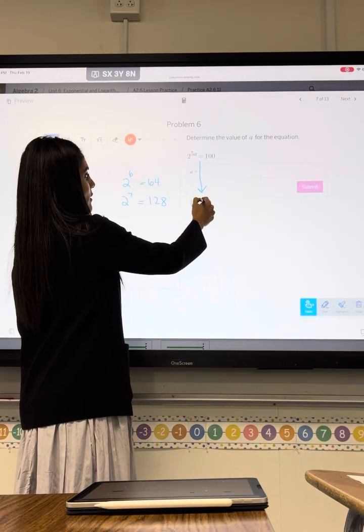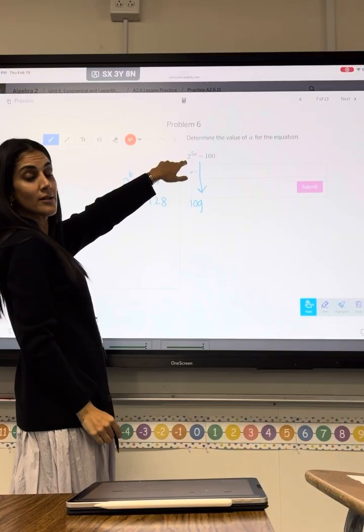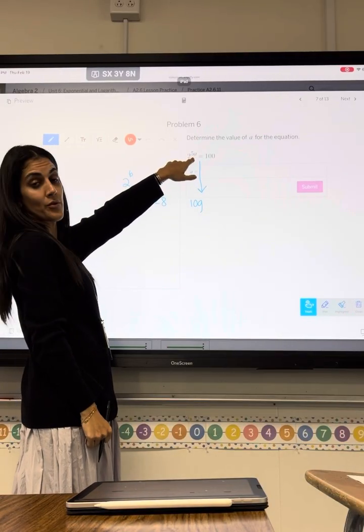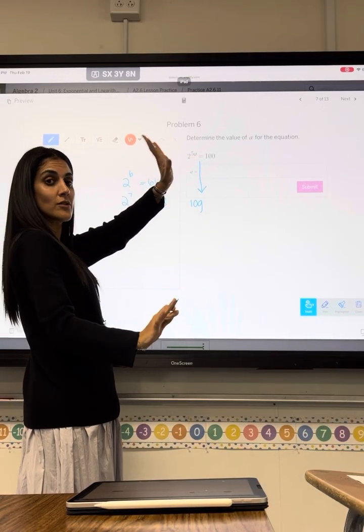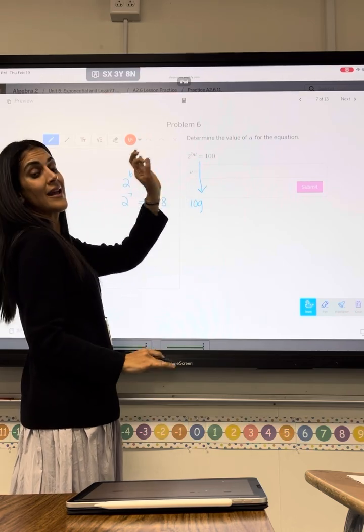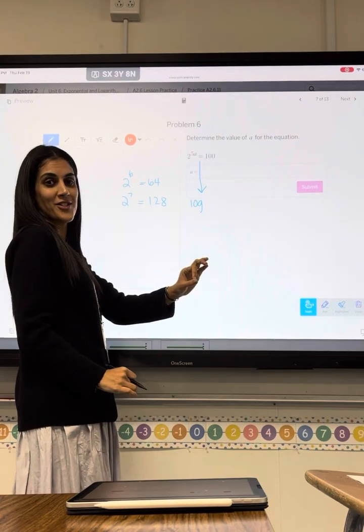We're gonna go log. You guys, please know you cannot divide both sides by 2. You cannot divide both sides by 5. You can't do any of that. Your variable's in the exponent. This is a serious situation, all right?